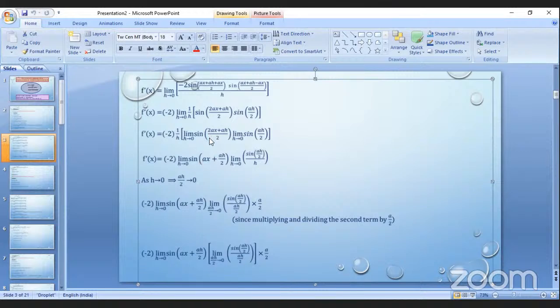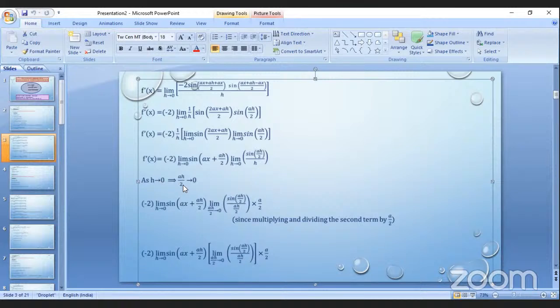Sine, now here split the fraction. Here 2ax by 2 is ax, and ah by 2 by 2 remains. And the limit h tends to 0 of sine ah by 2 by h. Here h is there, so take this sine ah by 2 by h as h tends to 0. You know that as h tends to 0, now multiply and divide with a by 2 on both sides.